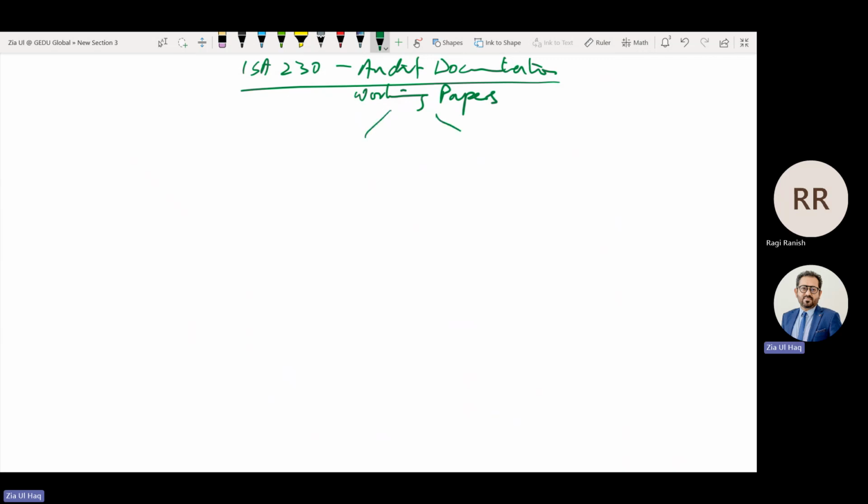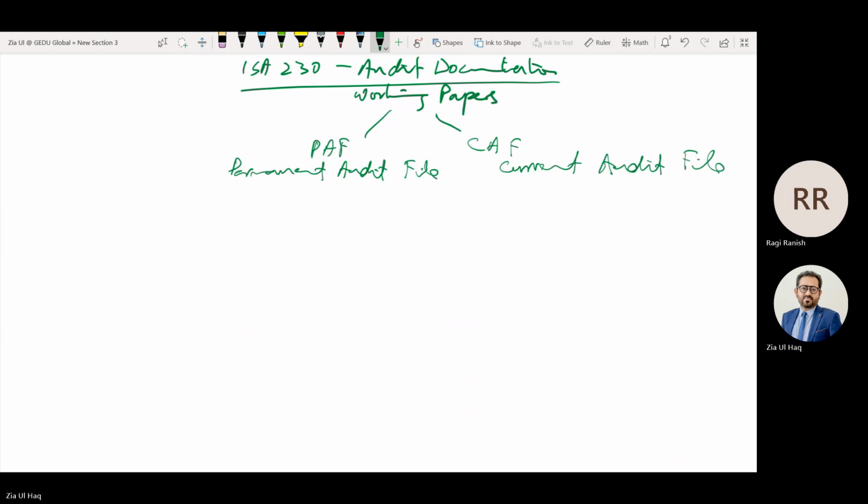In working papers, there are two types of files. One is PAF, which stands for permanent audit file, and the other is CAF, current audit file. If we are performing the audit of one client, this means we need to prepare working papers for each year's audit. There are some documents that are of a permanent nature that do not vary year to year. Those documents we keep in the PAF.